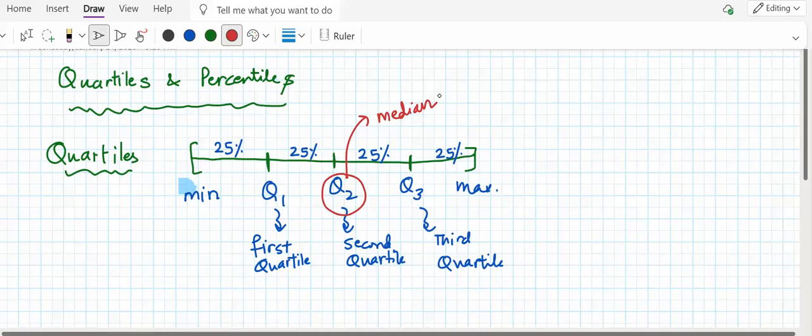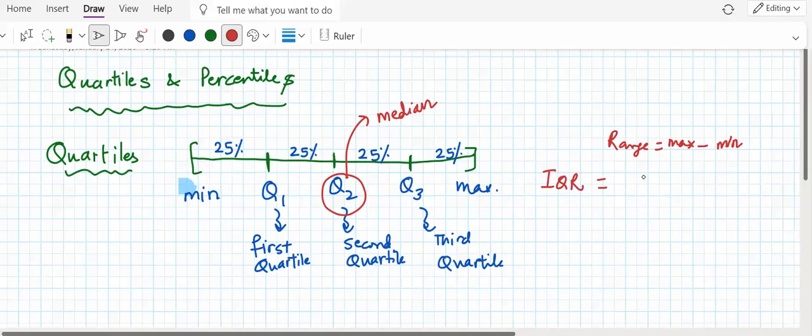We also talk about the range of the data set. Range is the maximum minus the minimum. And then we talk about the interquartile range, which I also told you about in the first video. So what is the interquartile range? This is Q3 minus Q1. This is the interquartile range, right?